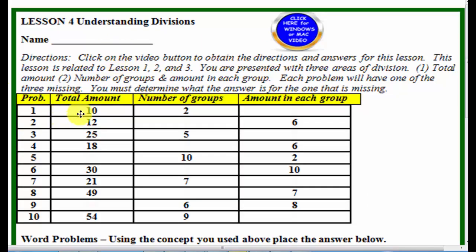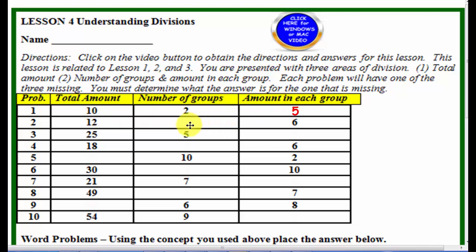Now in this problem, you'll notice for problem number 1, we're going to show you what we're talking about so you know exactly what to do. The total amount is 10. The number of groups we're going to have is 2. So what's the amount going to be in each group? Well, the answer in this case is 5. Because if there's 2 groups and the total amount's 10, we have to have 5 in each group.